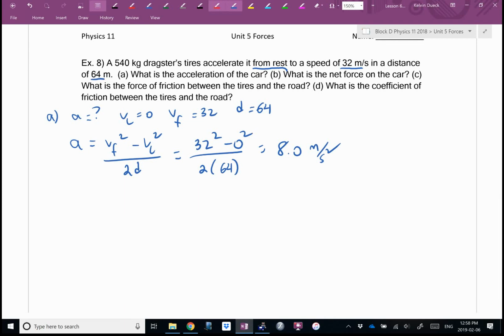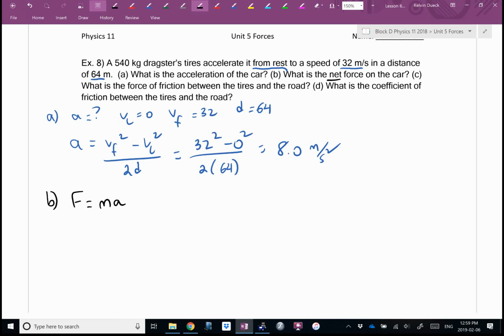Blake, what's B want me to find? The what force? Say it again. Net force, you say? If I just see net force, that's code. Mr. Dueck is saying you can go straight to F equals MA. No need for winner minus loser. No need for free body diagram. Did they give me a mass, Blake? Yeah. Did they give me an acceleration? What did Sam just find for us?